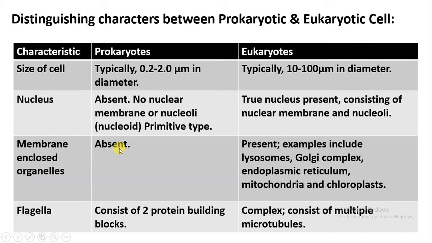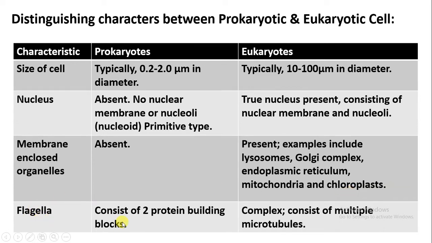Next is membrane enclosed organelles. Membrane enclosed organelles, they are absent in prokaryotic cell, but here they are present in the eukaryotic cell. When we talk about the lysosome, Golgi complex, endoplasmic reticulum, all these are organelles which are made up of single membrane. When we talk about mitochondria and chloroplast, they are having double membrane. So these are double membrane bound organelles.